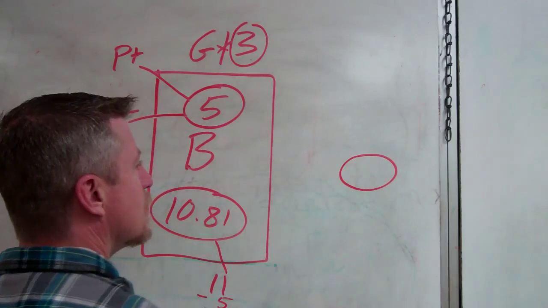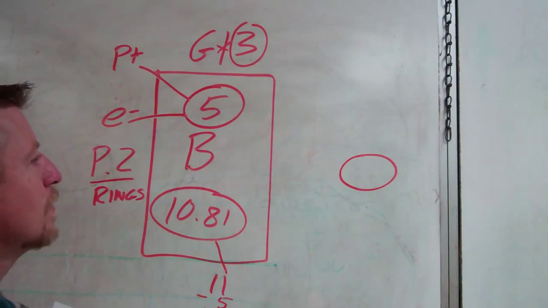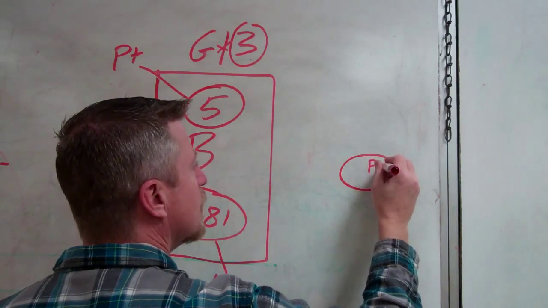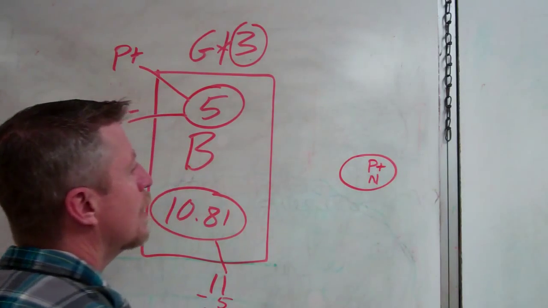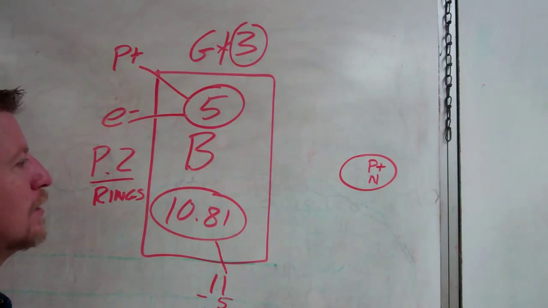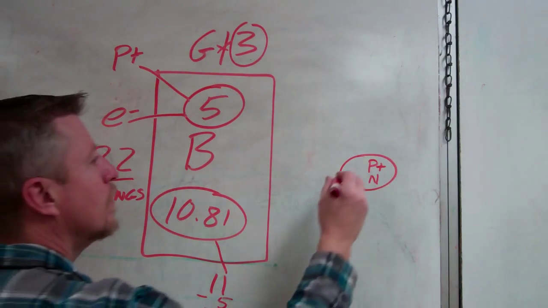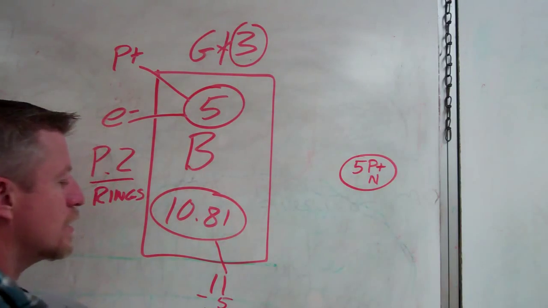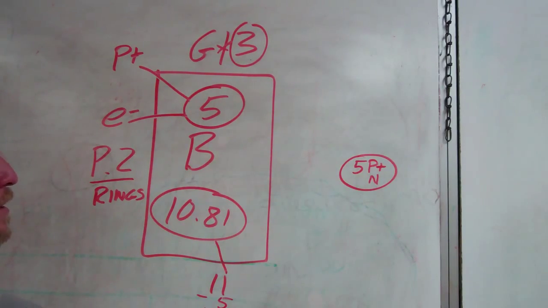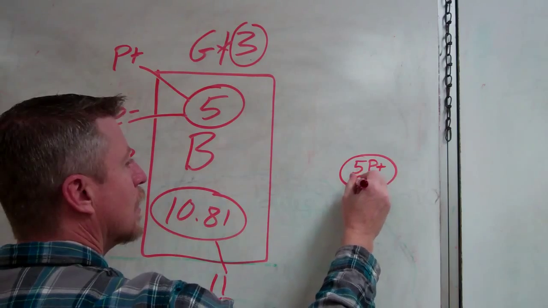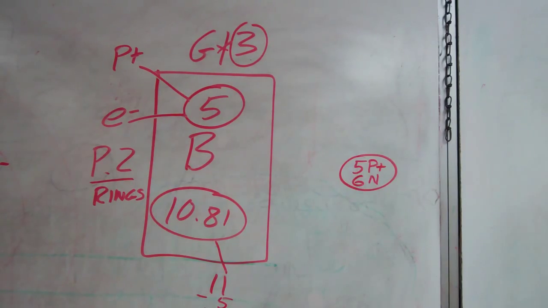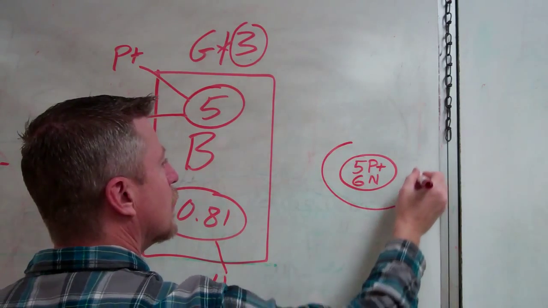Okay, so now we start off with our nucleus. What goes inside our nucleus of every atom? Protons and neutrons. Good. Protons, which are positive, and neutrons, which have no charge. How many protons does this atom have? 5. And how many neutrons does this atom have? 6. How many rings will this atom have? 2. So we're going to draw 2 rings. 1 and 2.